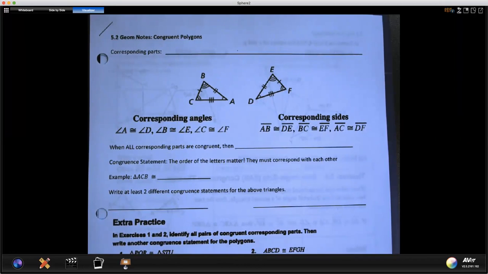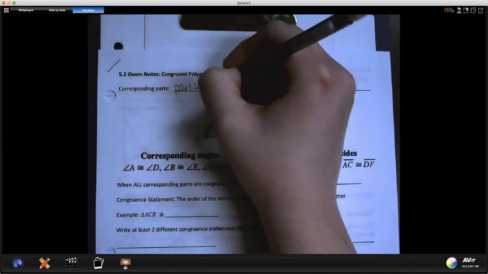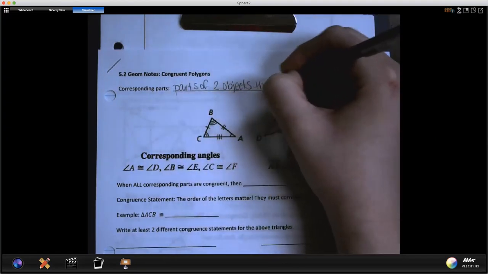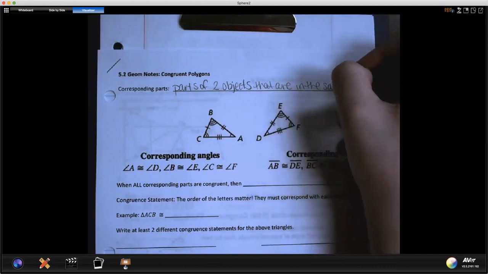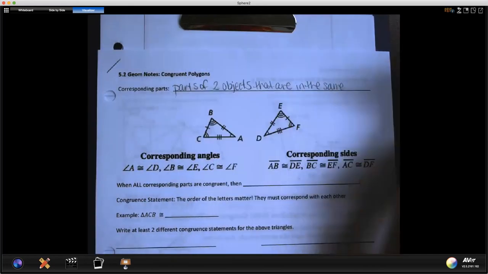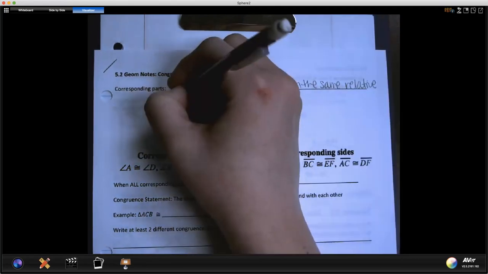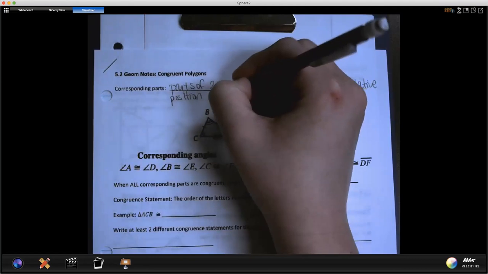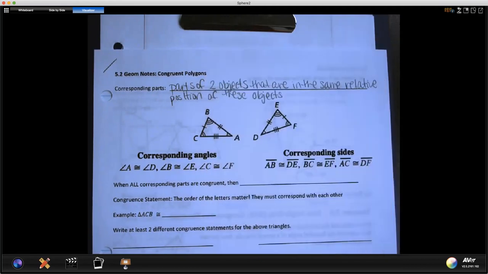Okay, so let's talk about corresponding parts. Corresponding parts are parts of two objects that are in the same relative position of these objects.